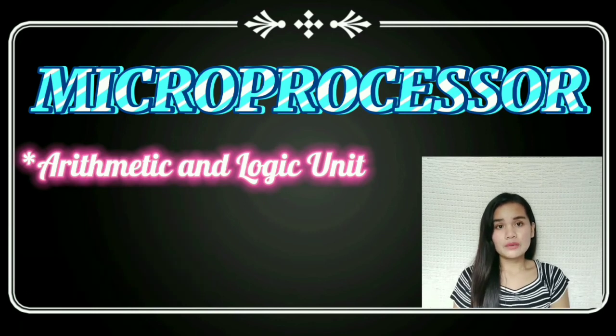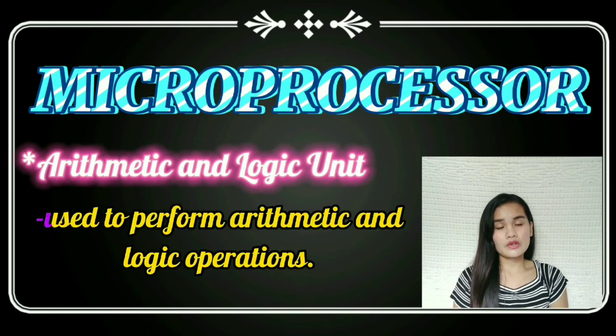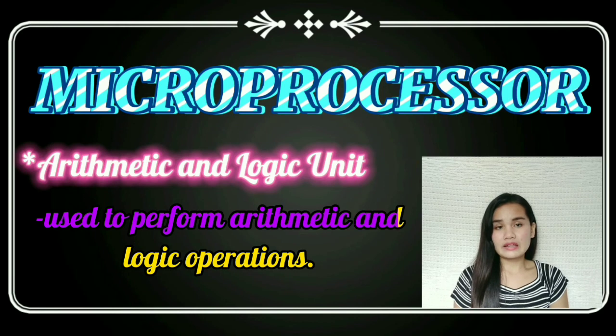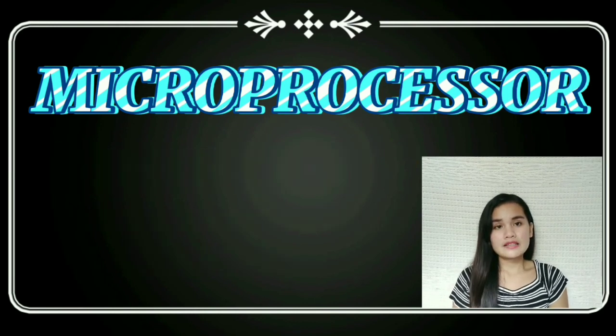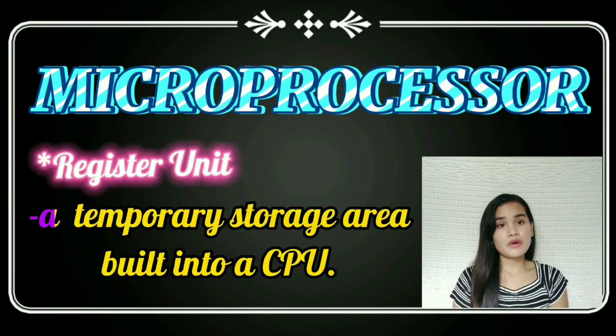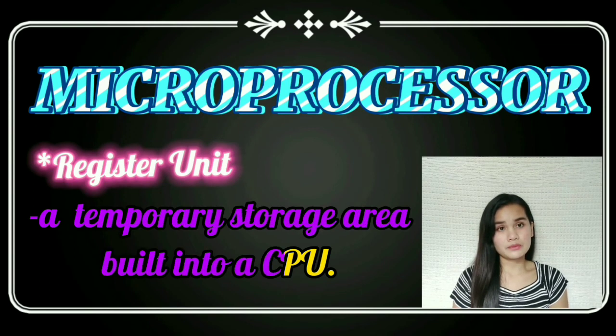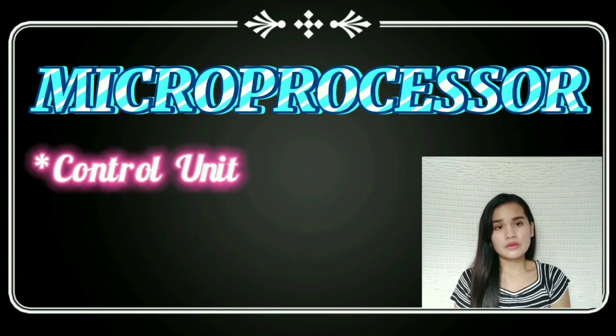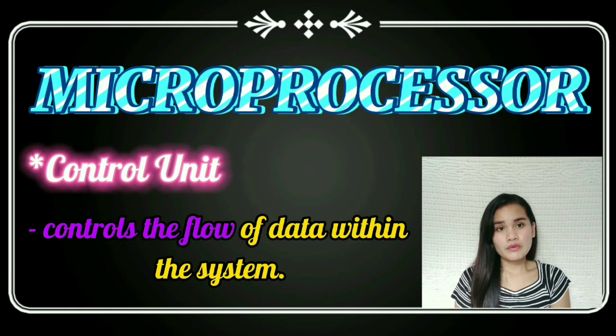First is the ALU, or arithmetic and logic unit. This is the digital circuit used to perform arithmetic and logic operations. Second is the register unit. This is a temporary storage area built into a CPU. Lastly is the control unit, which controls the flow of data within the system.